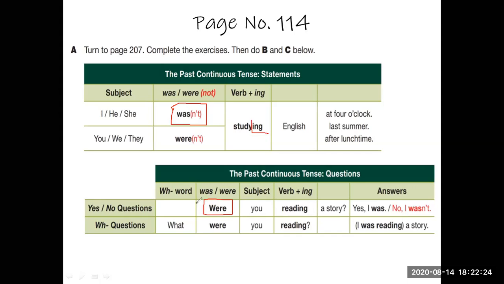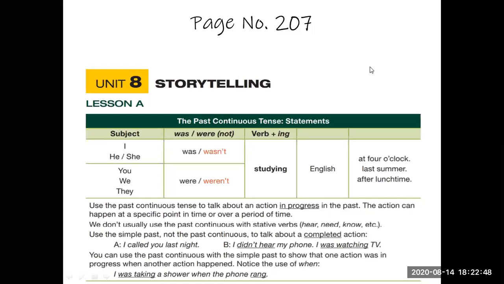Also, when you are going to make WH questions, you just use the WH question word at the beginning, then the verb to be, the subject, and the verb with ing. Another thing is, let me show you the next page. Here you have the rules for the past continuous tense.